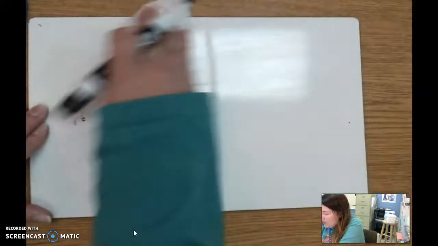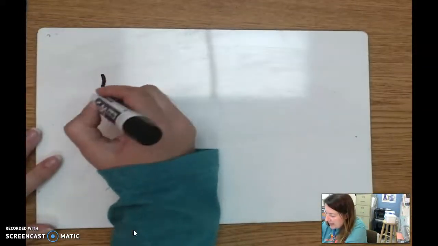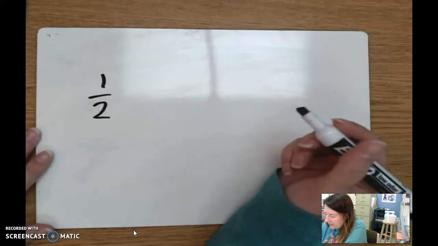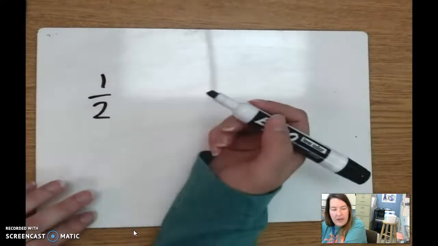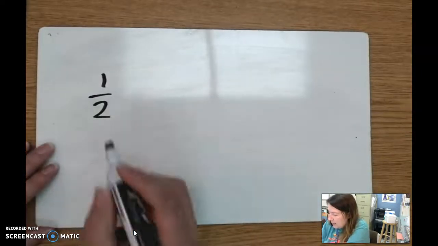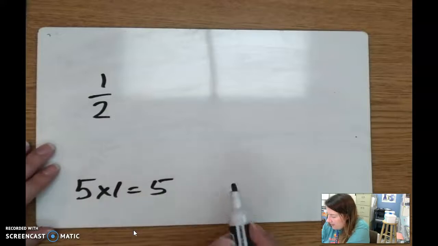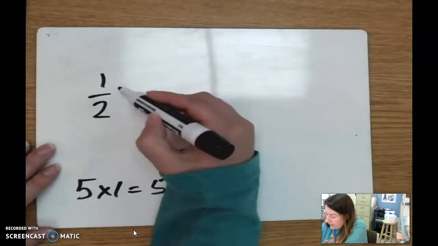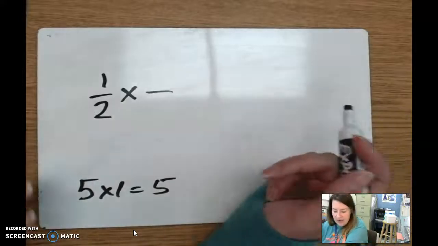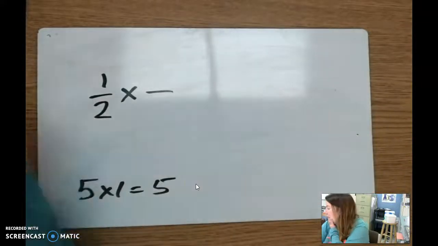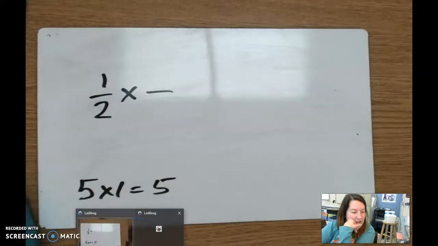So I want to remember that as I am going to be finding an equivalent fraction. So let's say I have my 1/2. I want to find an equivalent fraction for 1/2. So I'm just going to multiply it times 1, just like I would a regular number, right? 5 times 1 equals 5. I want to multiply my 1/2 times a whole to figure out another name for a half. So I can multiply it by any of those names that we just looked at for a whole.